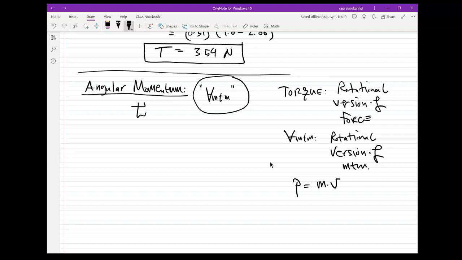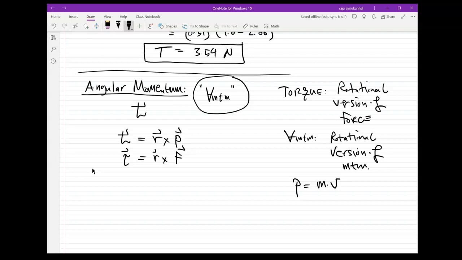Angular momentum is similar to that, and the formal definition of angular momentum in a vector way is R cross P, P here being the momentum. That's the formal definition of it. Go back to your book and look at it. Just like, remember, torque, the vector version of it is R cross F. So that's the same thing.